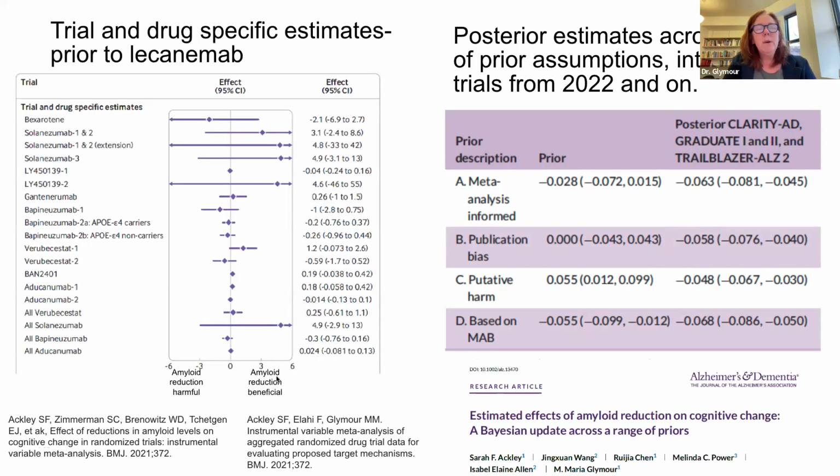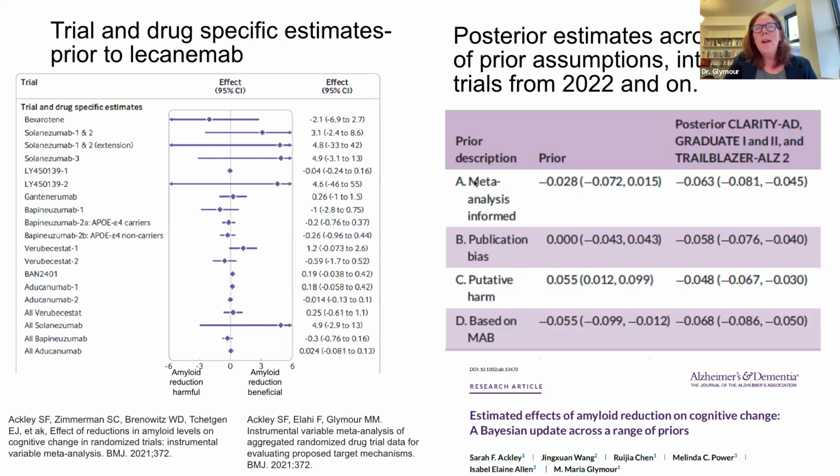After she published this, about 4 trials were published in late fall of 2022. Some of them showed significant cognitive benefit, some of them did not. So she updated this study. And there was tremendous disagreement in the field at the time about what really was going on. So she said, let's do a Bayesian analysis, assuming different priors.